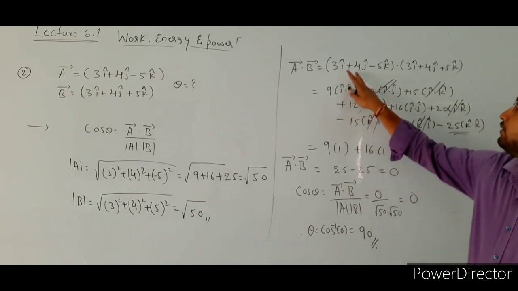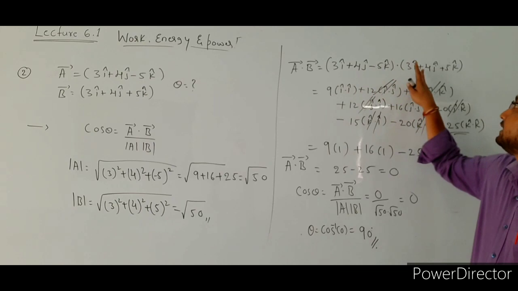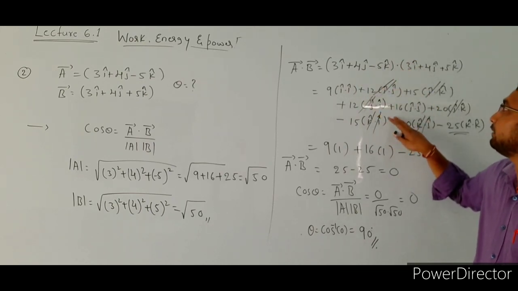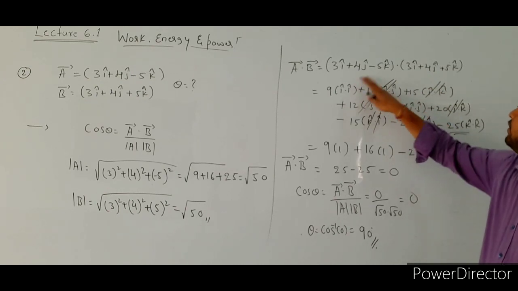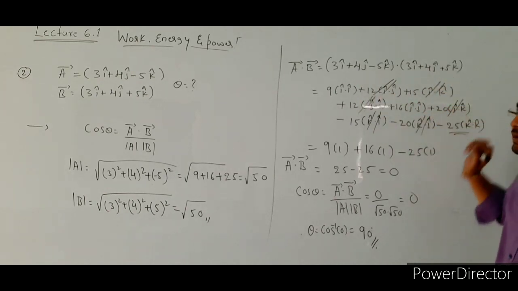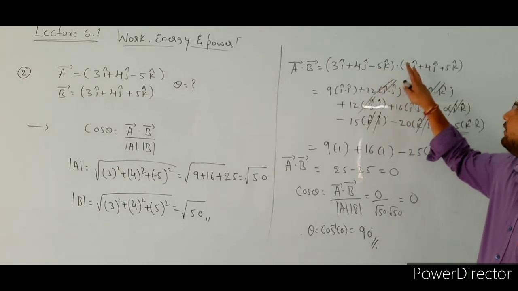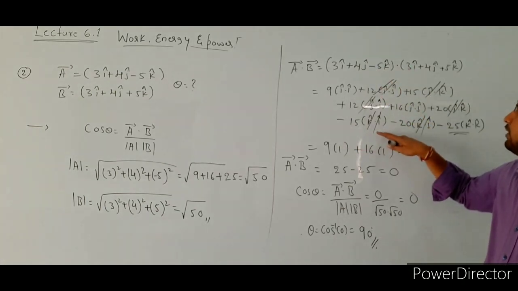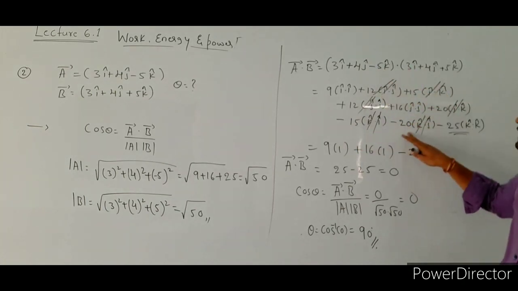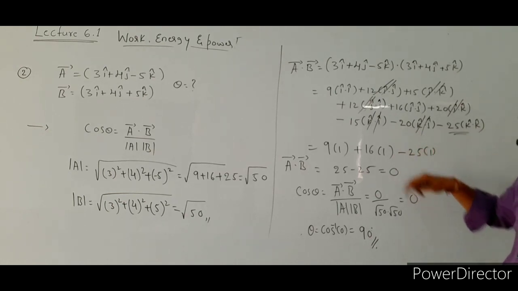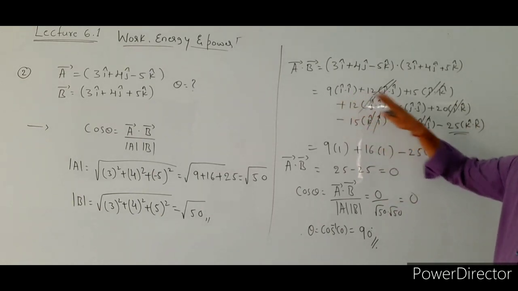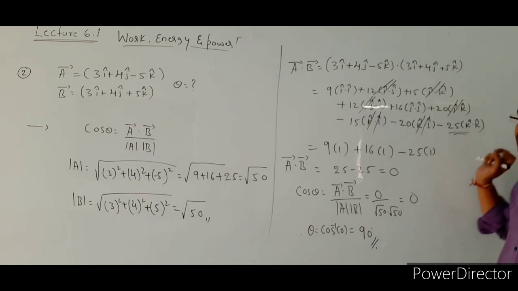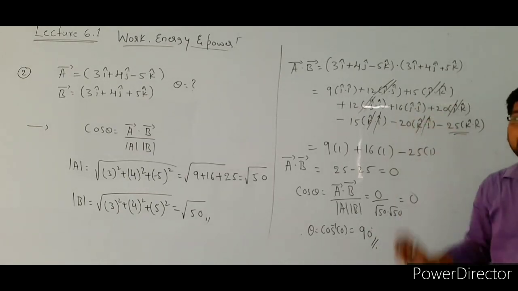Next plus 4 into 3, 12, j cap dot i cap, plus 4 into 4, 16, j cap dot j cap, plus 4 into 5, 20, j cap dot k cap. Similarly, minus 5 into 3, minus 15, k cap dot i cap, minus 5 into 4, minus 20, k cap dot j cap. Next minus 5 into 5, minus 25, k cap dot k cap. Here this value is 1, this value is 1 and this value is 1, so the remaining all values are 0.